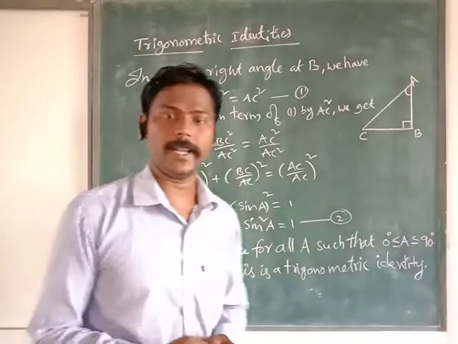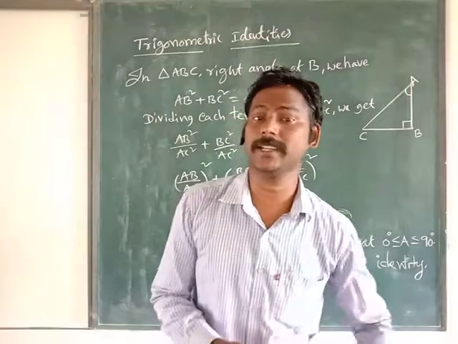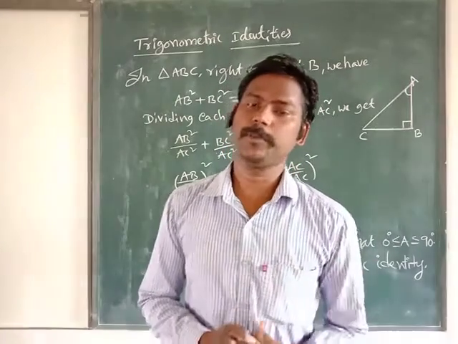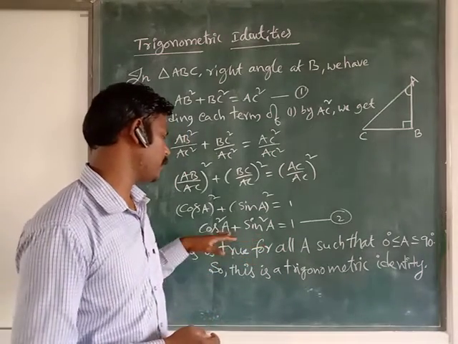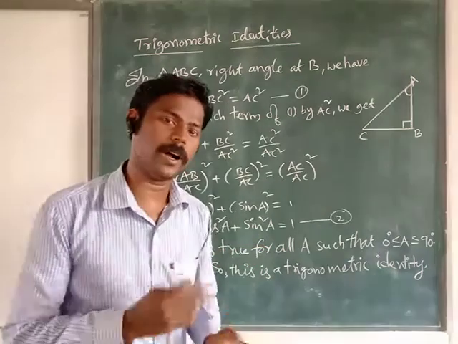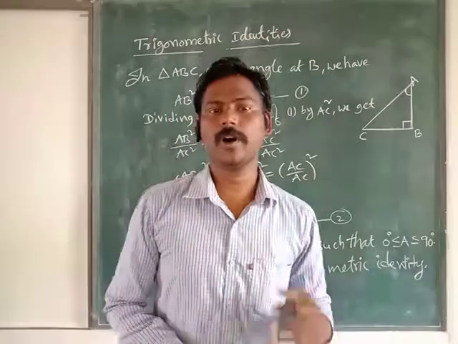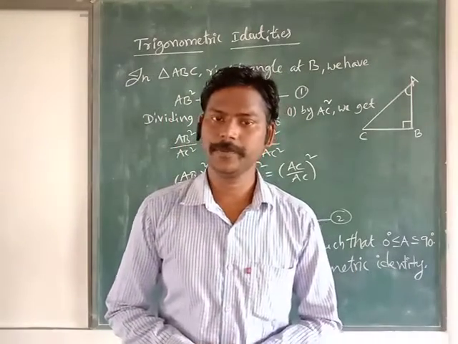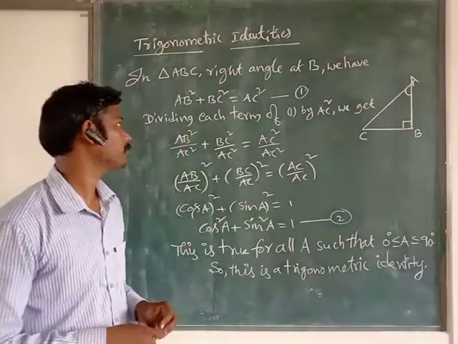Here, trigonometric identities mean that some trigonometric ratios are equal to other trigonometric ratios. So the first one is sin square A plus cos square A is equal to 1, or cos square A plus sin square A equal to 1. So how did we get this identity? Shall we prove this one? Look at the board.